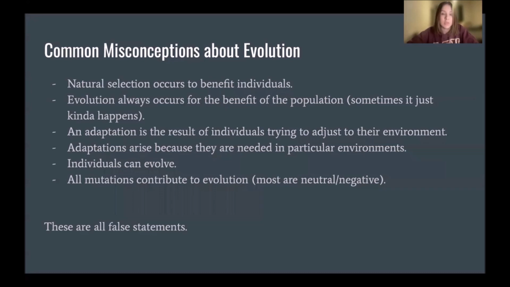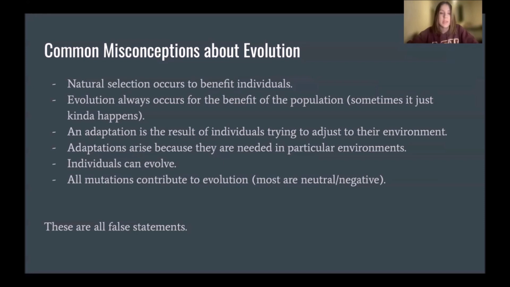The next one is that individuals can evolve. This is false. Populations can evolve. And then lastly, all mutations contribute to evolution. This isn't true. Some mutations aren't heritable and therefore don't contribute to evolution, but the mutations that are heritable do contribute to evolution. So it just depends on the heritability of the mutation.